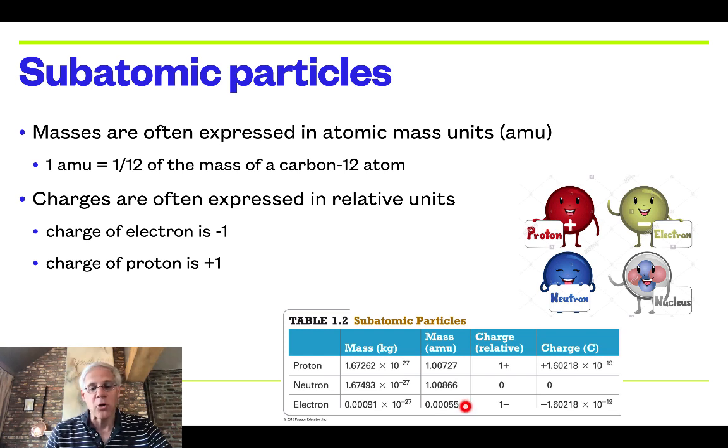Much, much smaller, almost 2,000 times smaller. So it is a very tiny particle. But even though it's a tiny particle, it still carries the exact same size charge as that proton. It carries a relative charge of 1-, and there we see the charge in coulombs. We see that exact same charge with an opposite sign in coulombs for the proton, and we just say that that is a +1.